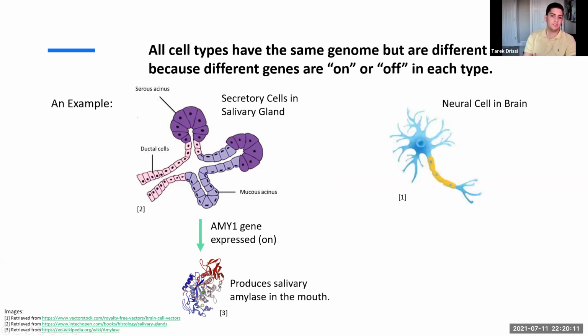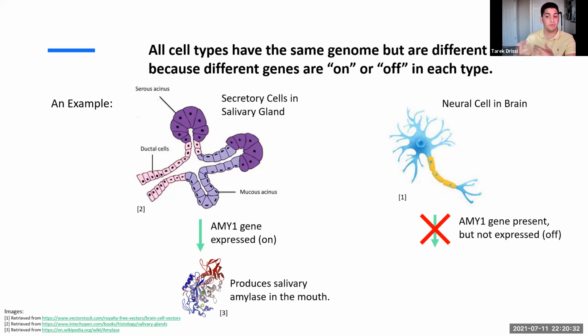Compare that to a neural cell in the brain. Do you think a neural cell in the brain would need to make something that functions in the mouth? It doesn't. So in the brain, the neural cell would have a specific function, right? It wouldn't need to make the same protein that the cells in the salivary gland do.